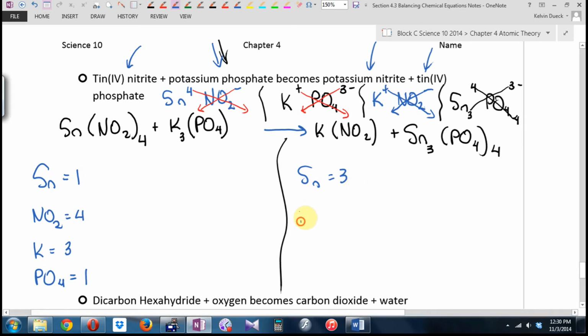The next thing I wrote was the NO2s. How many NO2s are there on the right-hand side? 1, you say, with authority in your voice, you would be right. The next thing I wrote was the Ks. How many Ks are there on the right-hand side? Not the 2, not out there, 1. Good.